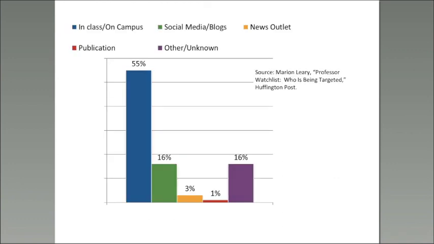So going back to the definition of the professor watch list, it claims that what it does is list professors who discriminate against conservative students and list professors who propagandize in the classroom. So this is again using the same analysis by Leary.